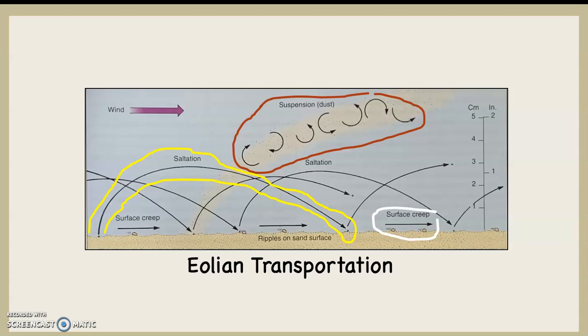So, to reiterate, the material in suspension is going to be picked up first, transported the greatest distance, deposited last. The material in surface creep is going to be picked up last, transported the shortest distance, and deposited first.